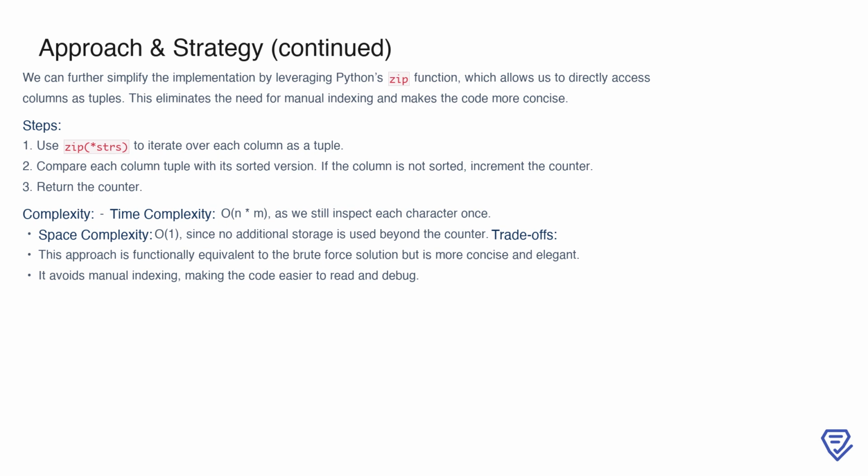This approach retains the same time complexity of O(n*m), since we still examine each character once, and the space complexity remains O(1), as we only use a counter. The advantage of this method lies in its simplicity and readability. By avoiding manual indexing, we reduce the likelihood of errors and make the code easier to understand and maintain. The functionality is identical to the brute force solution, but the implementation is far more elegant.